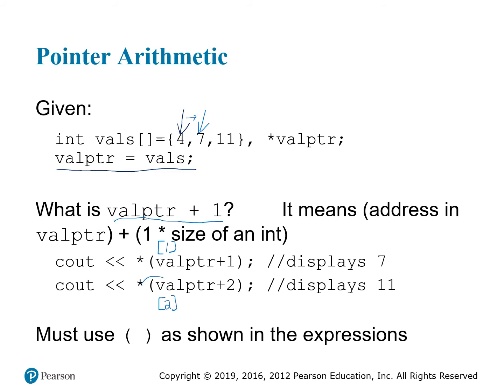Star val pointer plus 2 is the same as the bracket operator 2. So why would you ever use this? I don't know. Maybe it works better for some reason. Where it comes in handy is that you can actually change the value of val pointer. You can say val pointer plus equals 1, and now it's permanently pointing at 7, and you now essentially have two variables, vals and val pointer, that are pointing to different parts of the array.